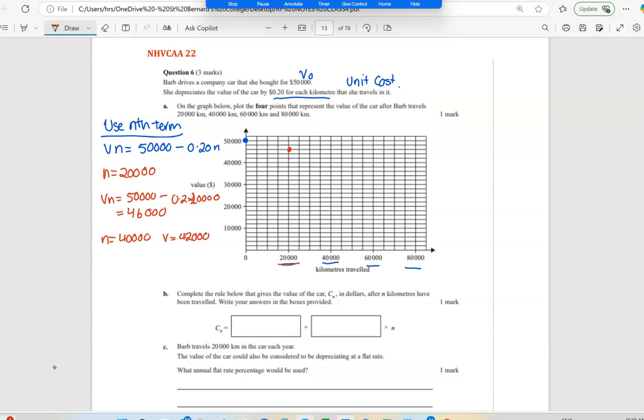So you go up to there and it's 42 there. And then when you do it for 60,000, you'll find the value is 36. So you go up here to 246, there you go, and then the last one, 80,000. Now the value is 34. Now it should be a straight line.